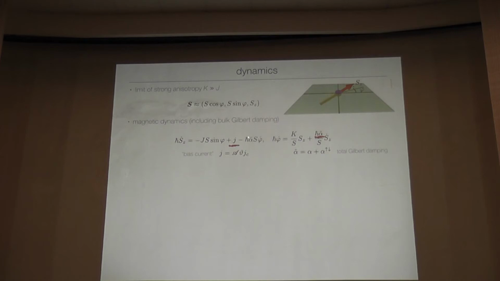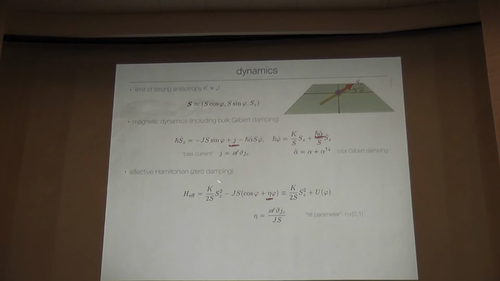And the charge current actually enters here. So J is proportional to the charge current in the normal metal. And then we have enhanced Gilbert damping that enters both of these two equations. Now, if we ignore Gilbert damping for the moment, we notice that z and phi are conjugate variables, so these two equations are Hamilton equations for an effective classical Hamiltonian, which has this form here.